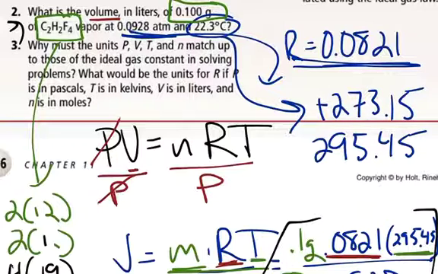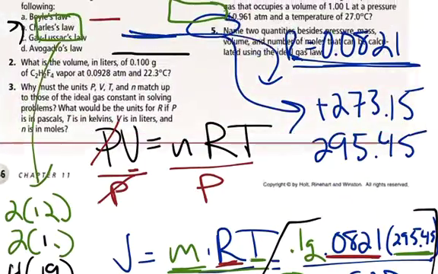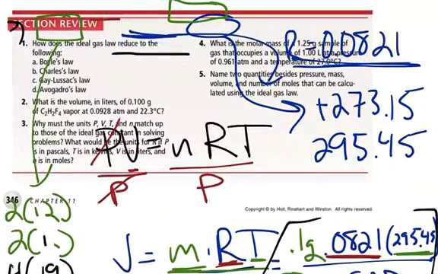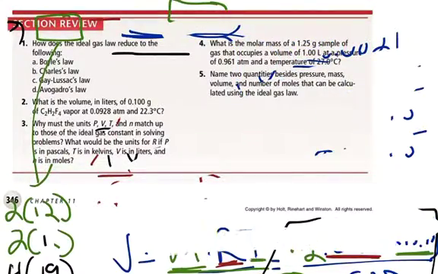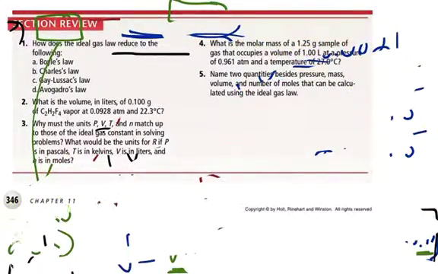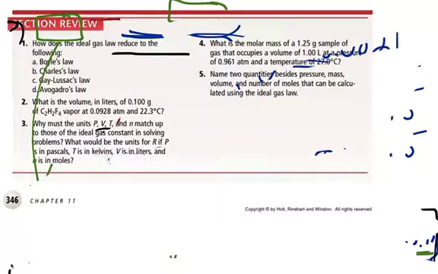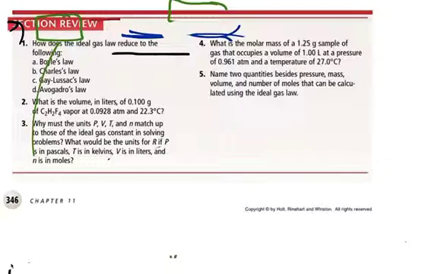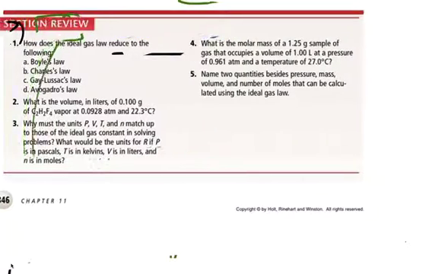Question 3 says, why must the units on P, V, T, and n match up to those in the ideal gas law constant in solving these problems? Well, again, if they're not all in the right units, things don't cancel, and we'll get nonsensical numbers. We could set these up as we did our stoichiometry problems and show how all the units cancel. And actually, I probably should have done that on that calculation to show that the units in my gas constant were canceling. Because if we don't, again, the volume won't cancel. They won't make any sense.